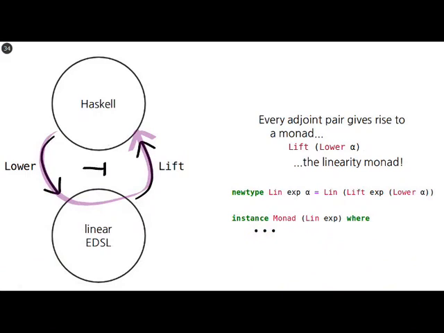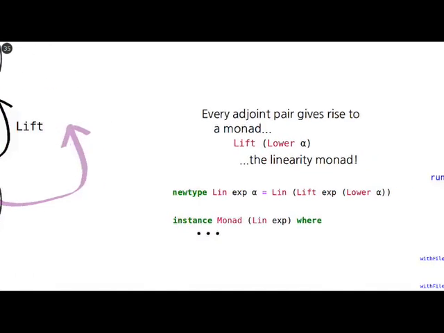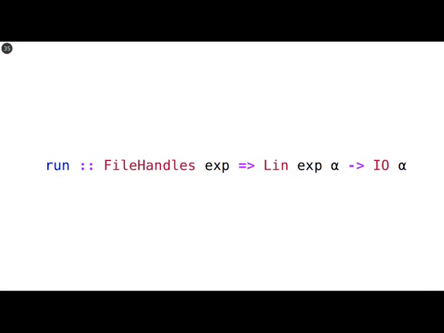Right, we said that this interface, which was inspired from the category theory, gives rise to a monad, which is lift of lower of alpha. Okay? We can give it a monad instance. It satisfies the monad laws. And what can we do with it? Well, one thing we can do with it, we can run it. If you have lift of lower of alpha, we provide a way to actually execute that program, and it will maybe manipulate some file handles in I/O. So the output type is I/O alpha. That's a good thing to have.